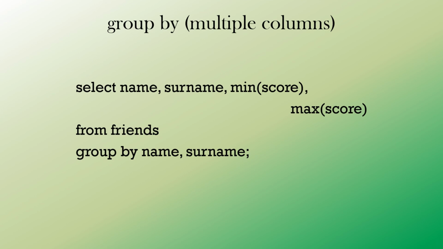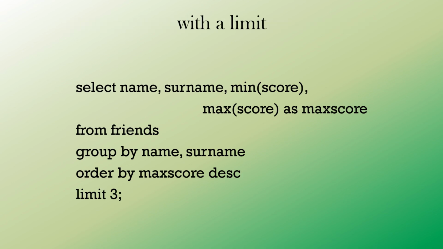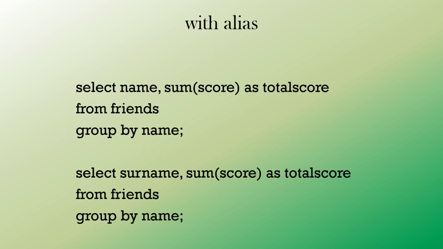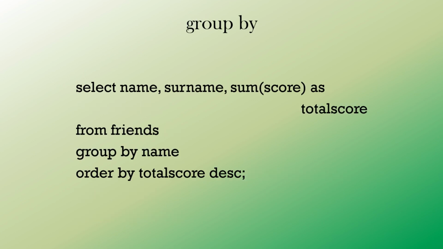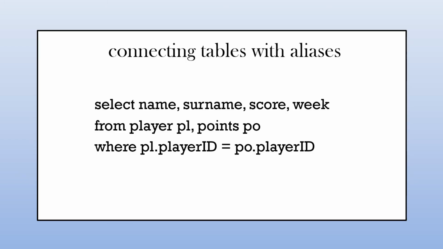Here we've got similar, we'll use aggregates, minimum and maximum, and also GROUP BY. And here we've got GROUP BY two columns and ORDER BY. And here a GROUP BY is ordered with a limit. Here we've got GROUP BY using aliases. And a simple GROUP BY that's ordered. GROUP BY with HAVING total score greater than 100. So these are similar examples.